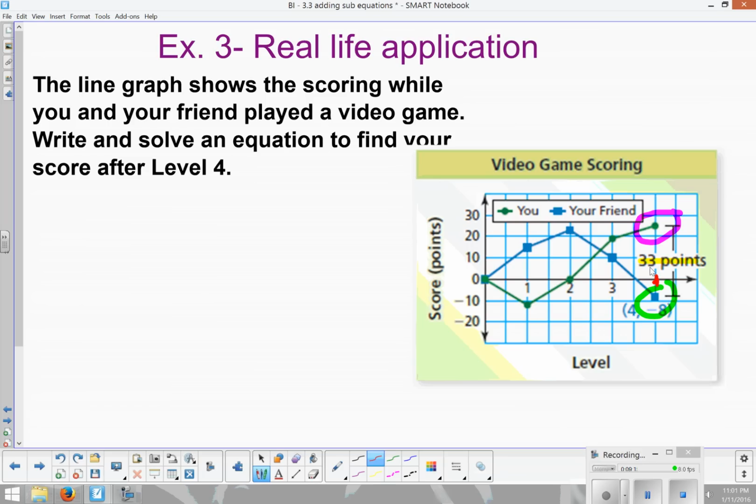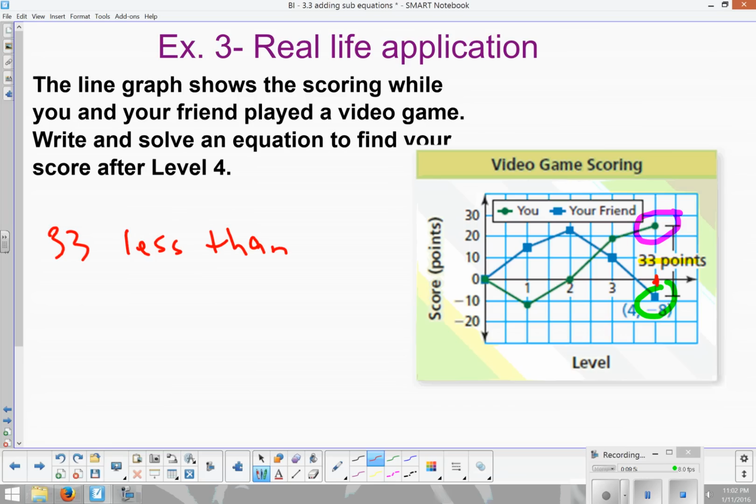Okay, and it says here, we want to know what is your score after level 4. We already know your friend's score. It seems like your friend is right here and you're right there. So between you and your friend, you are a difference of 33 points. Since your friend's score is 33 points below you, between here is 33 points. It seems like their score is lower than yours, 33 points. So I'm going to put 33 points, and since it is less than your score, I'm going to put the word less than.